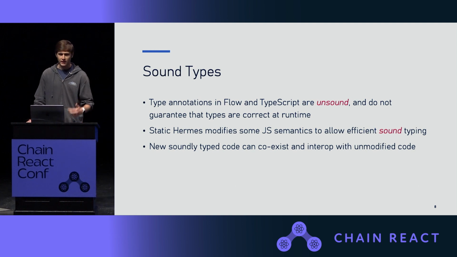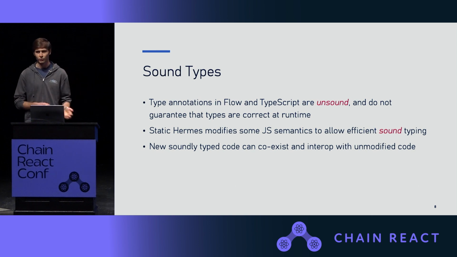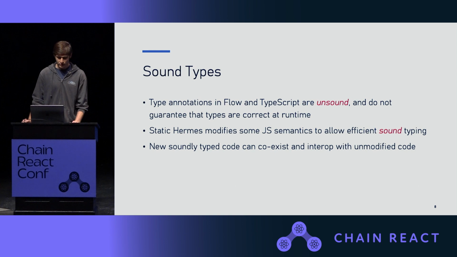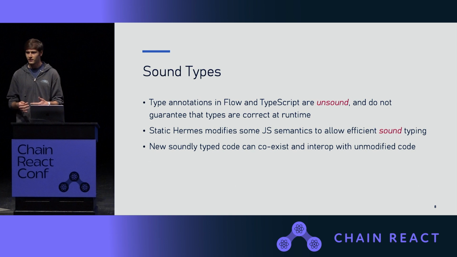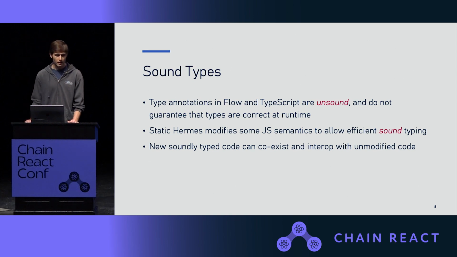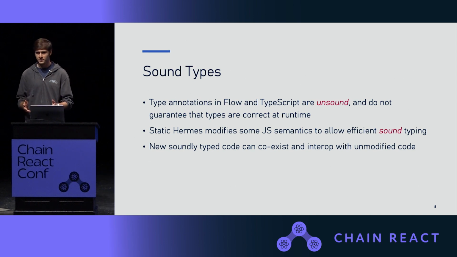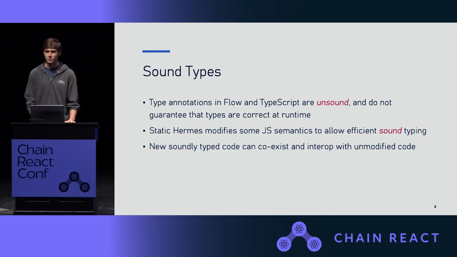Existing JavaScript type systems like Flow and TypeScript don't require this because the type information is erased before the code is run. This is not a deficiency in Flow or TypeScript. This is just a really hard problem. So in order to achieve this in Static Hermes, we have to modify some JavaScript semantics and add some additional compile time and runtime checks to enforce this soundness. It's important to note that this typed code, the soundly typed code, can coexist with your existing untyped code. So types can be adopted incrementally in your code in just the places where you need the maximum possible performance.